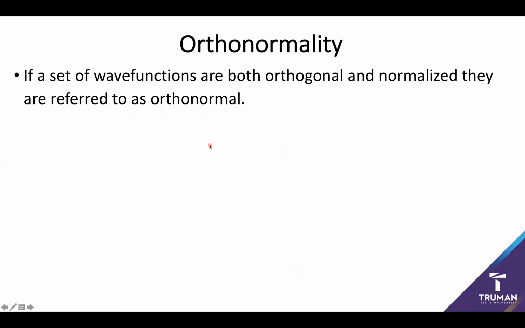So this brings us to one of the more wonderful features of quantum mechanics, called orthonormality, and it's one of my favorite parts of quantum mechanics because it's going to make a lot of our calculations really simple. If a set of wave functions is both orthogonal, so an integral between two different functions goes to 0, and normalized, so the integral with respect to itself goes to 1, they're going to be referred to as orthonormal.